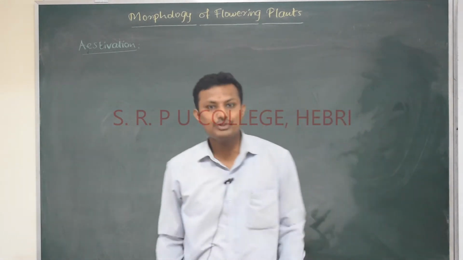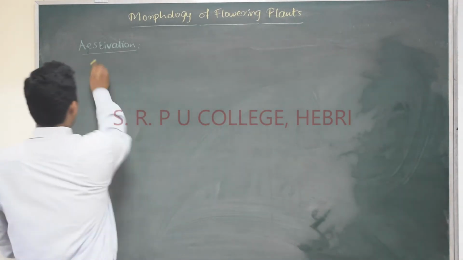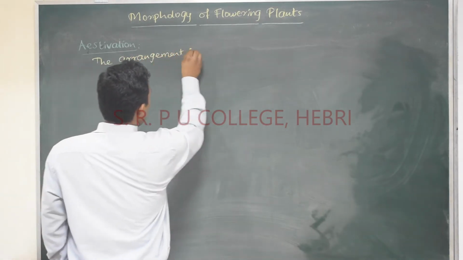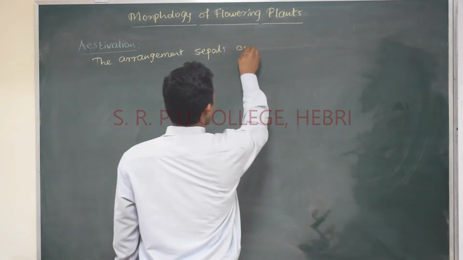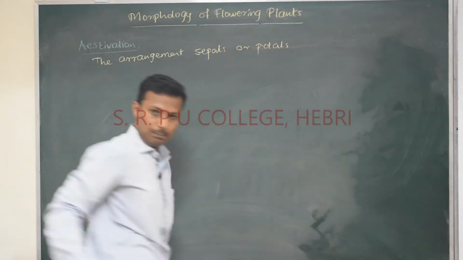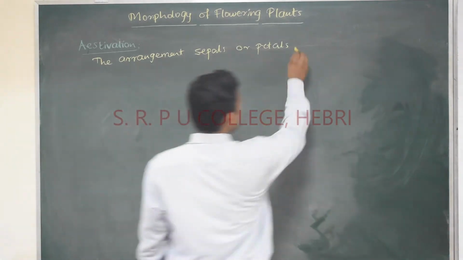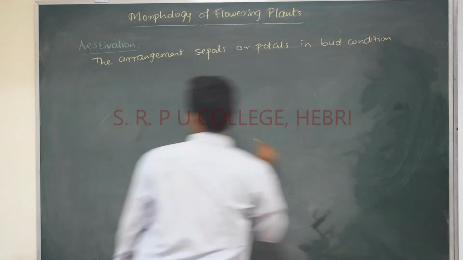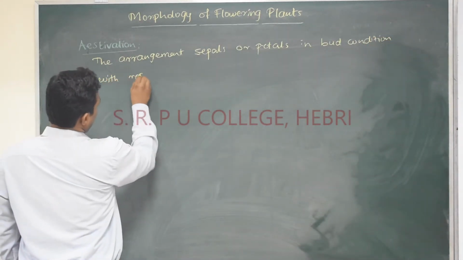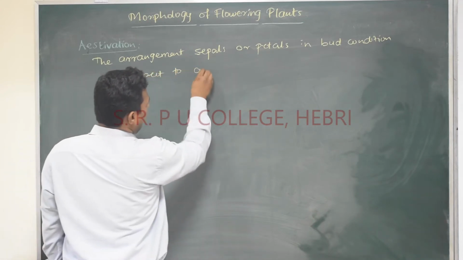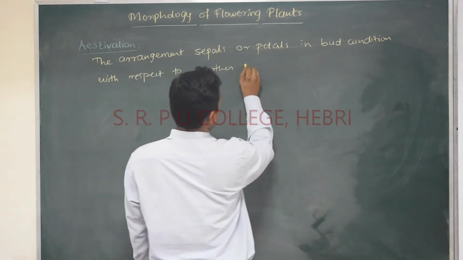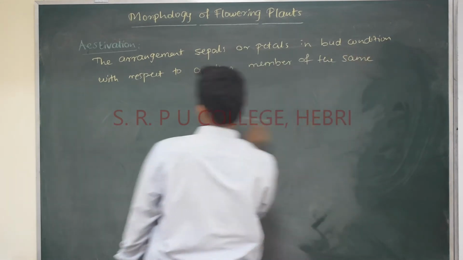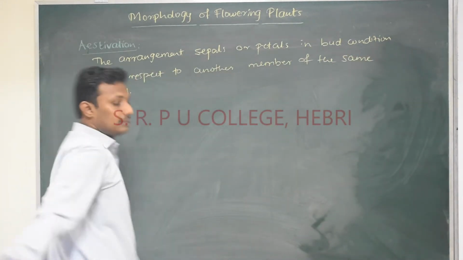So what can be the definition for aestivation? It is the arrangement of sepals or petals, or you can write calyx and corolla, in bud condition, with respect to another member of the same whorl. So this is what is called aestivation.